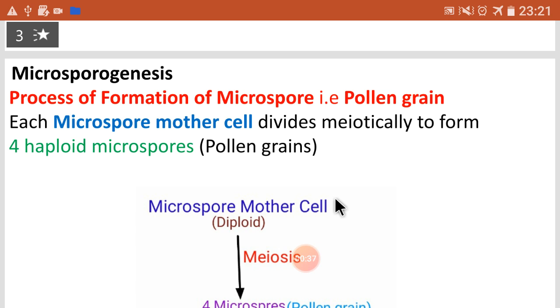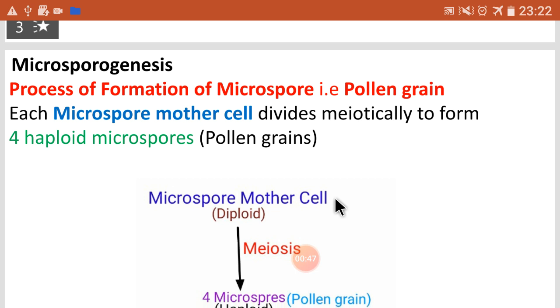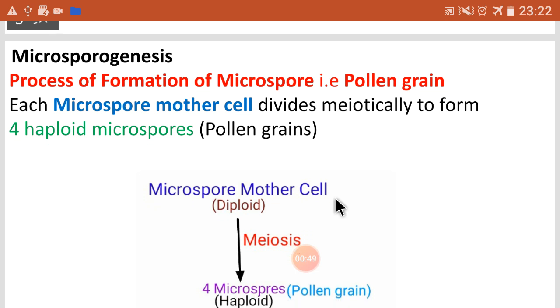Microsporogenesis is made up of two words, microspore and genesis. Microspore is a male gamete, that is the pollen grain, and genesis is the process of formation of that microspore. So microsporogenesis means the process of formation of microspore, that is the pollen grain.